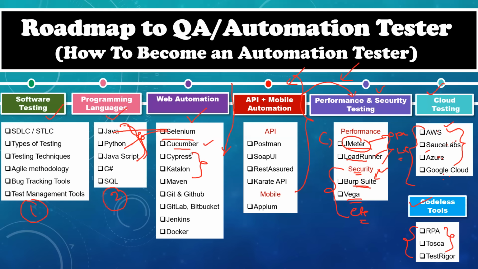And these are all additional tools, not mandatorily required in the initial stage: Cypress, Katalon, and Playwright. There are so many tools coming up in the market, but they are still not fully established. Only a few companies are using those tools. The very established tools are Selenium with Java or Selenium with Python, and Cucumber.